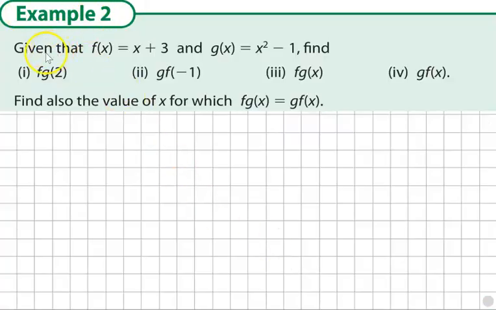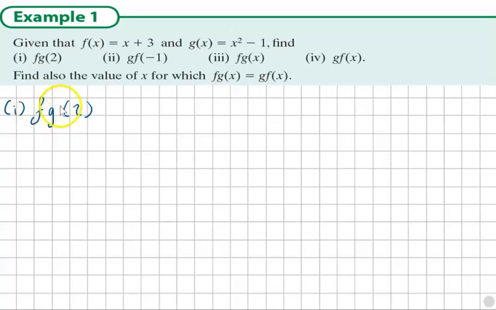Example 2. Given that f of x is equal to x plus 3 and g of x is equal to x squared minus 1, find f after g of 2, g after f of minus 1, f after g of x, and g after f of x. Find also the value of x for which f after g of x is equal to g after f of x.